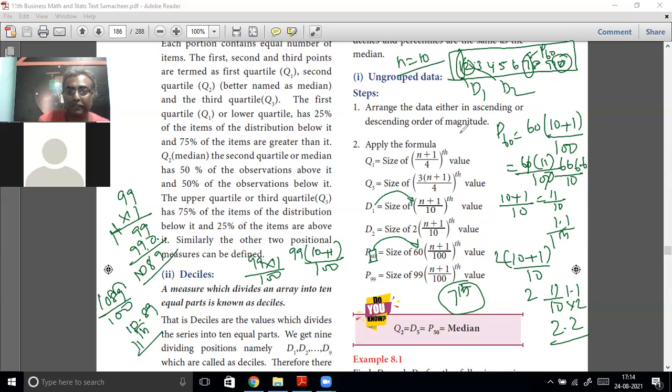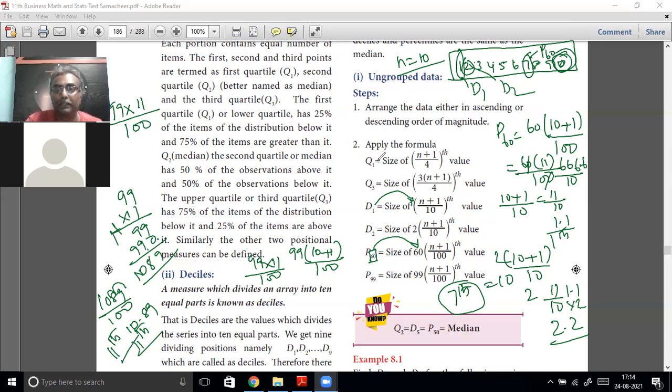Wait, we'll just find that out. P of 99 is equal to 99 into 11 by 100. Just use the calculator and check it out. Yes, 10.89 is correct. The 10.89th item would be the 11th item, but since there is no 11th item, we can only take the 10th item. So that will be 10.